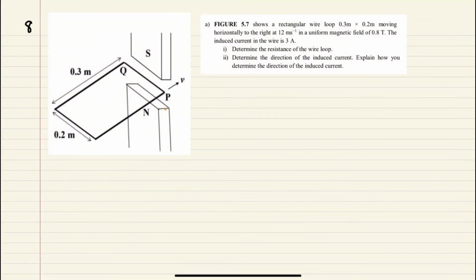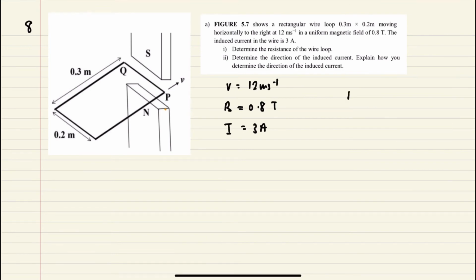For question number 8, since they give you velocity, you can see straight away you want to use BLV sin theta. And they want to find the resistance of the wire loop. They did give you the current, so I think you can find the induced EMF first, and then afterwards apply Ohm's law. So they give you a few pieces of information. The velocity is 12 meter per second, magnetic field B is equal to 0.8 Tesla, induced current equals 3 ampere.